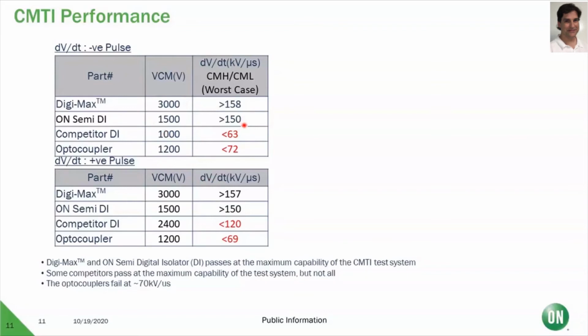For the competitor devices, some of them pass at the maximum capability of our tester, while others are failing, and we're showing ones here that are failing at about 63 kV and 1,000 volts common mode for the negative going pulse, and for positive going at 120 kV per microsecond at 2,400 volts. The optocouplers typically start to fail at about 70,000 volts per microsecond at 1,200 volt common mode voltage.